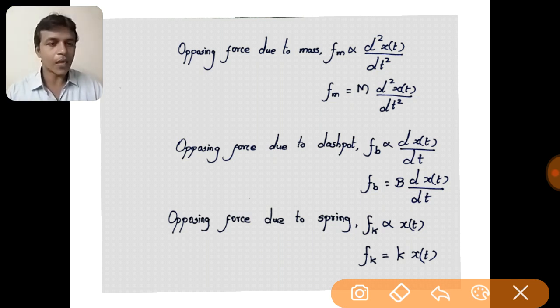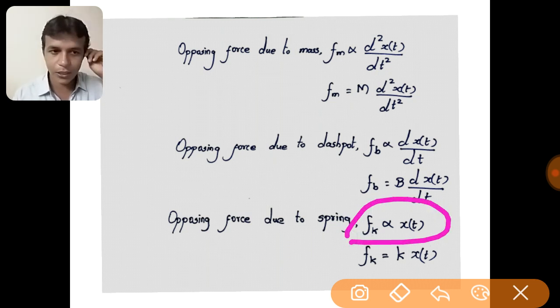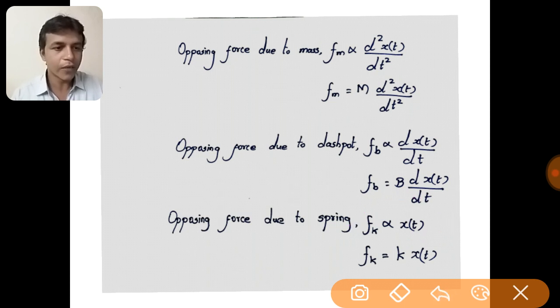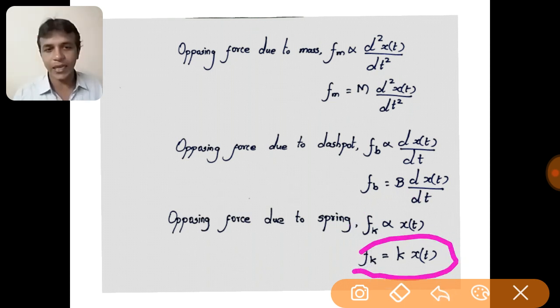Next, opposing force due to spring, and in spring the opposing force is directly proportional to displacement. So Fk is directly proportional to x of t. X of t is displacement. To remove proportionality, Fk equal to k into x of t. K is elasticity, right? When we apply Laplace transform to this, it becomes k into x of s, right?